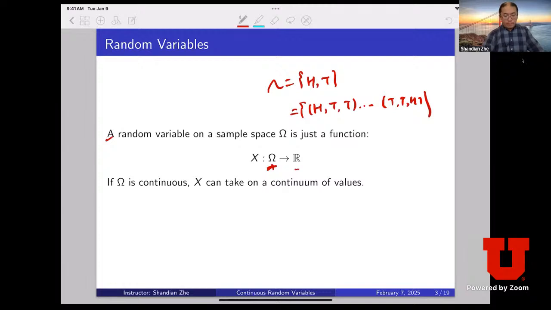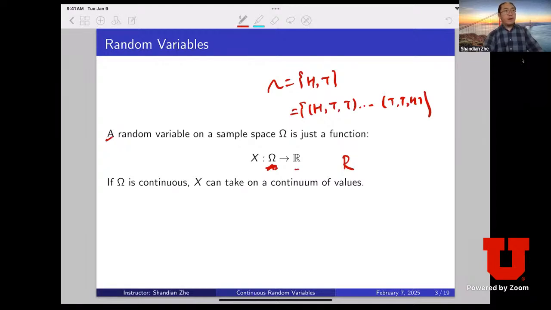And if we consider a more complex scenario where the sample space is infinite and uncountable, for example, let us assume omega itself is also a real space. Right? This is not rare.